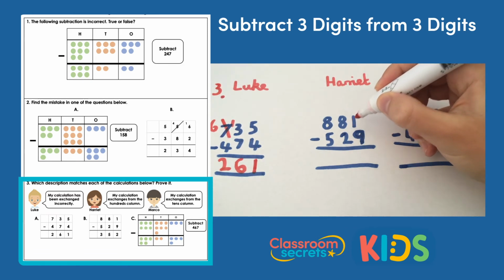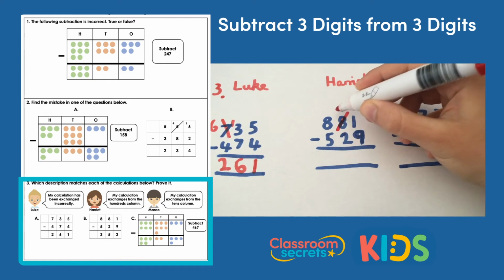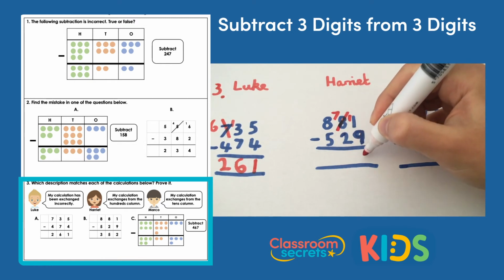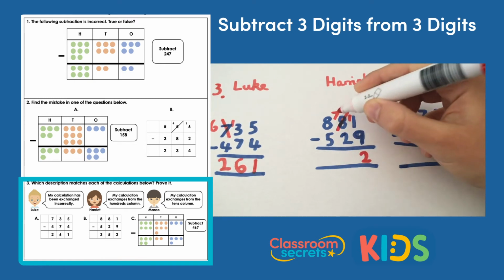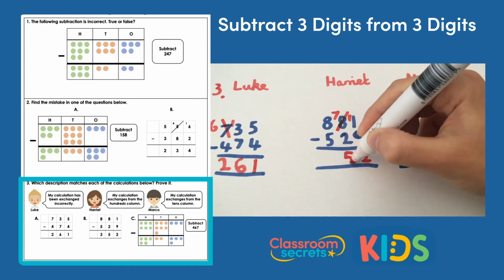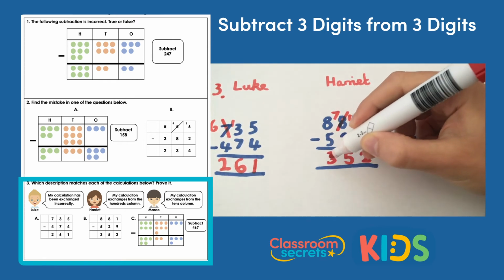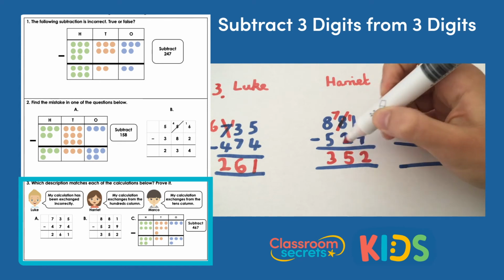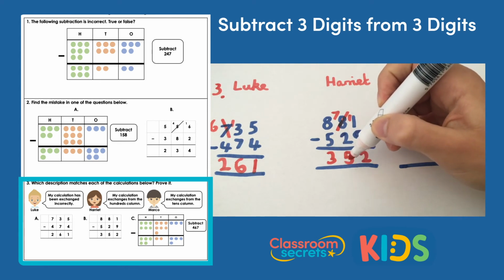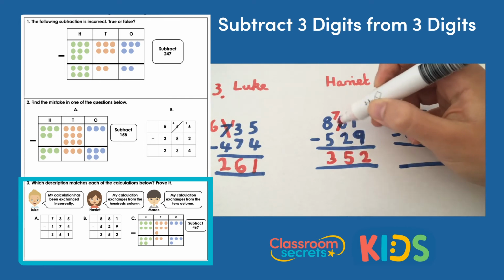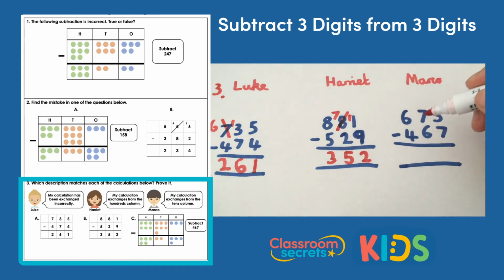So B, 1 take 9 can't do, so I've got to do an exchange. 11 take 9 is 2. 7 take 2 is 5. 8 take 5 is 3. 352. So again, the answer on the worksheet is the same, so that's correct. But now we have the exchanges there. So that's going to help us work out the answer to the question, to match them to the people's descriptions.